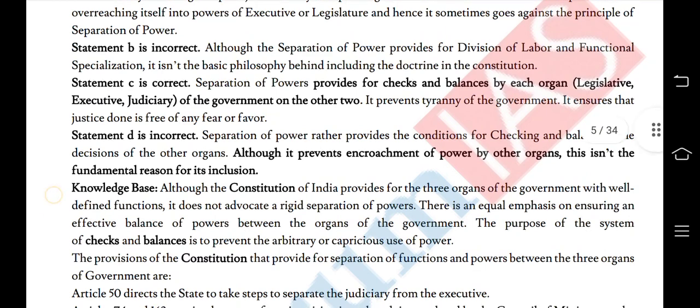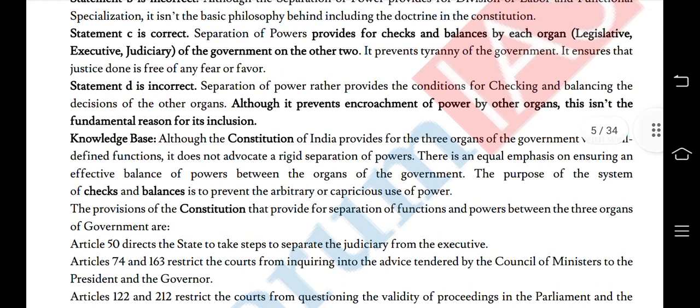Knowledge base. Although the Constitution of India provides for the three organs of the government with well-defined function, it does not advocate a rigid separation of power. There is an equal emphasis on ensuring an effective balance of powers between the organs of the government. The purpose of the systems of checks and balances is to prevent the arbitrary or capricious use of power.